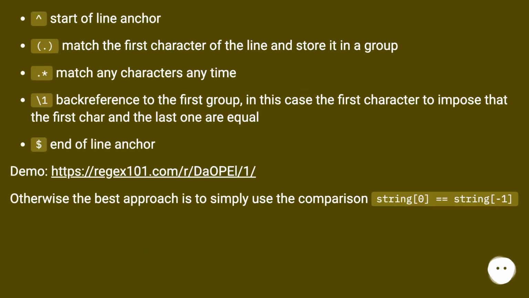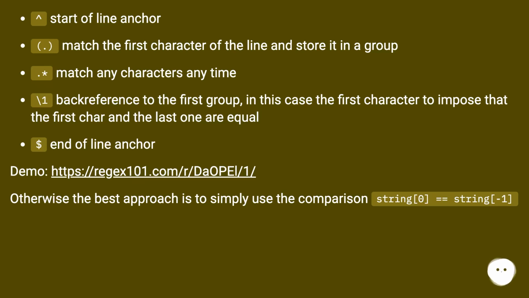Caret: start of line anchor. Dot: match the first character of the line and store it in a group. Dot asterisk: match any characters any number of times. \1: back reference to the first group, in this case the first character, to impose that the first char and the last one are equal. $: end of line anchor. Demo at this URL.